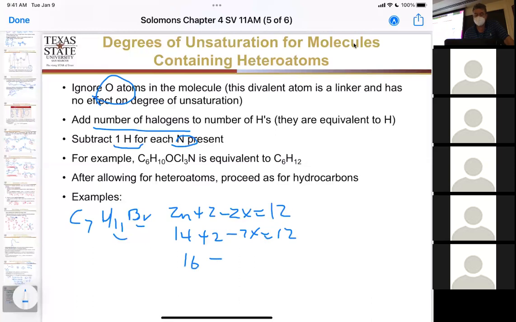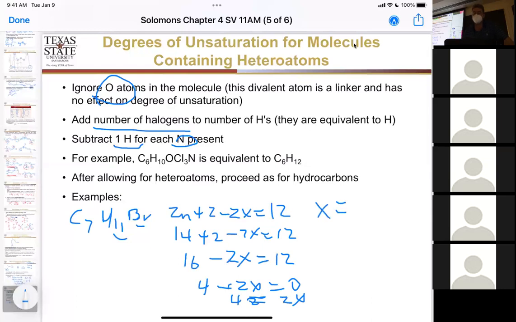And then minus 2x is equal to 12. Let's subtract 12 from both sides. That'll give us 4 minus 2x is equal to 0. Let's add 2x to both sides. 4 is equal to 2x. And that means our x is equal to 2.